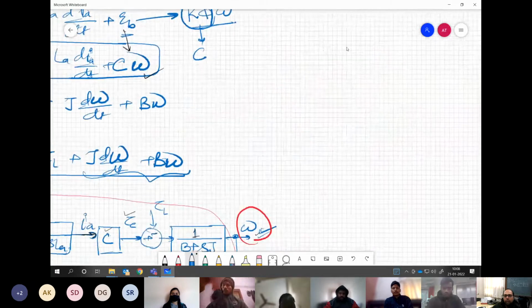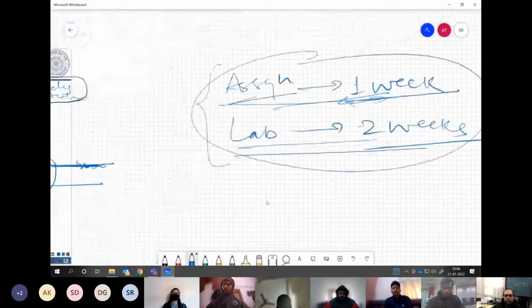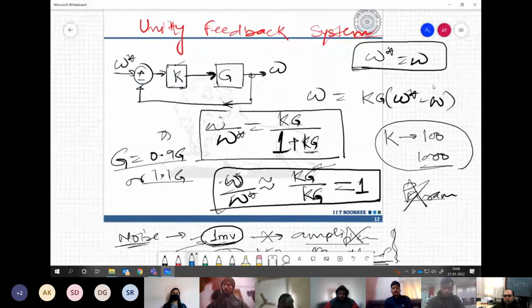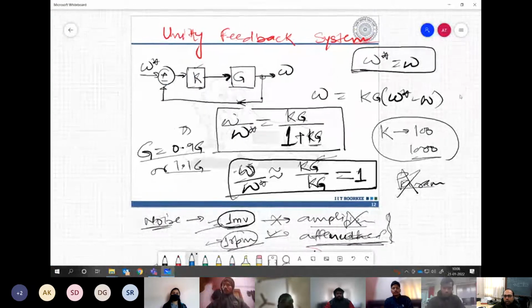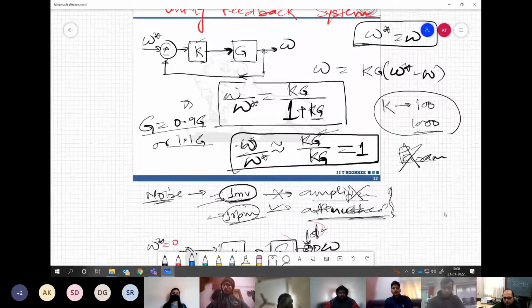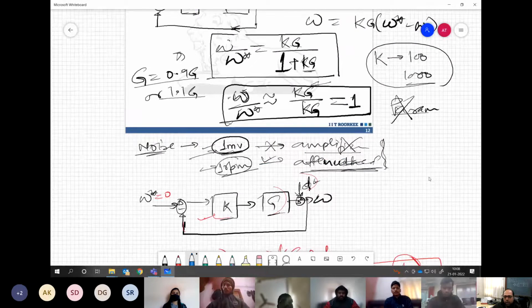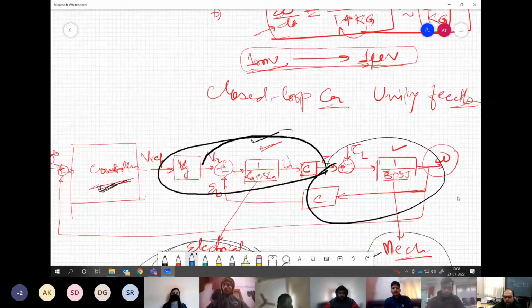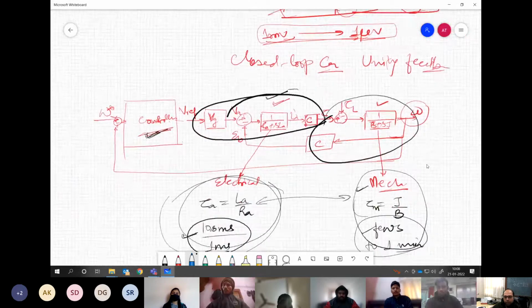So why we need closed loop system, that we have seen, and then we have gone towards the closed loop control, which is also called a unity feedback system. So we have seen the advantages. What are the advantages? We can overcome the parameter variation if there is any. We can cancel the noise if there is any. So overall, this performs much better than the open loop system.